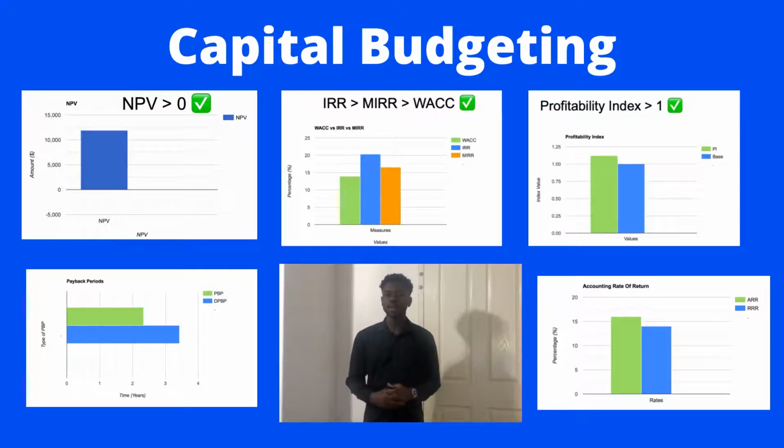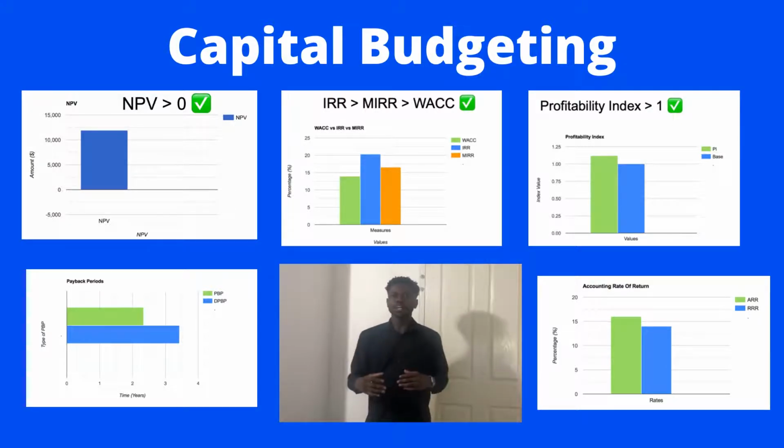You can see that the IRR is 20% and the modified IRR is 17%, which are both higher than the WACC of 14%, so this is acceptable. And lastly, the profitability index should be higher than 1. Beta Limited has a PI of 1.12, which also meets the acceptable criteria. Next are the subjective measures.